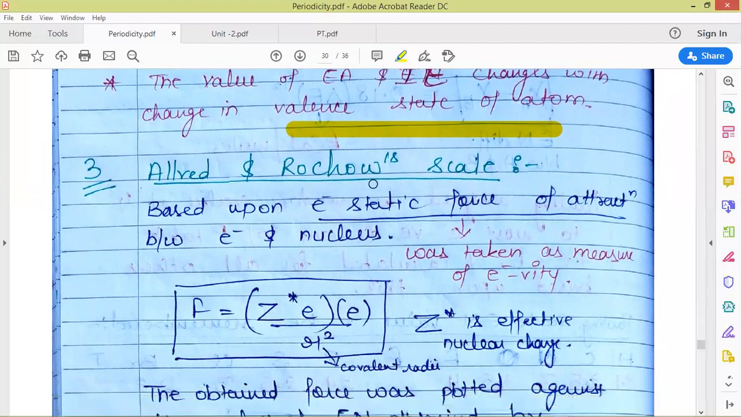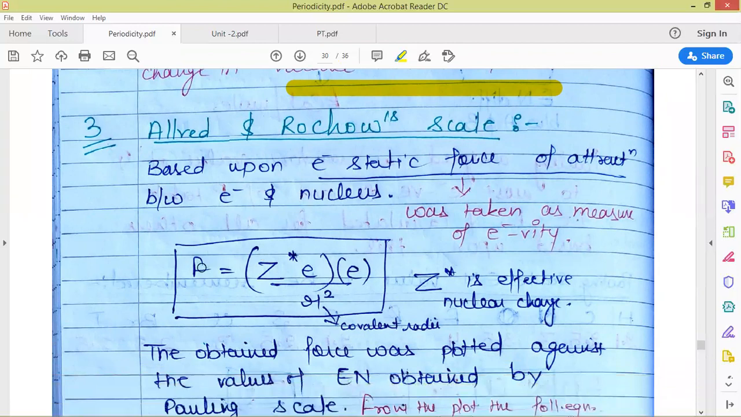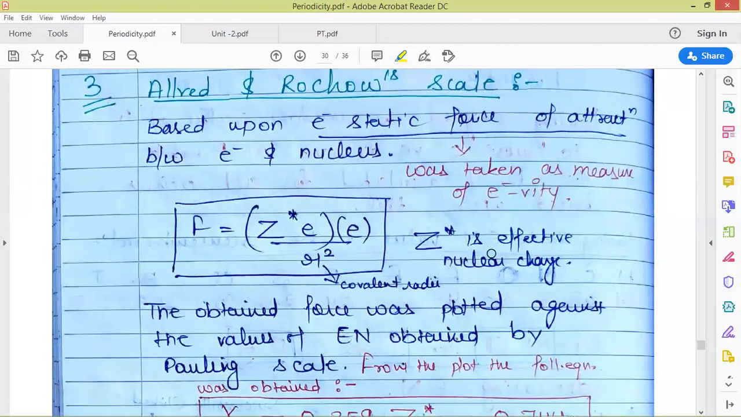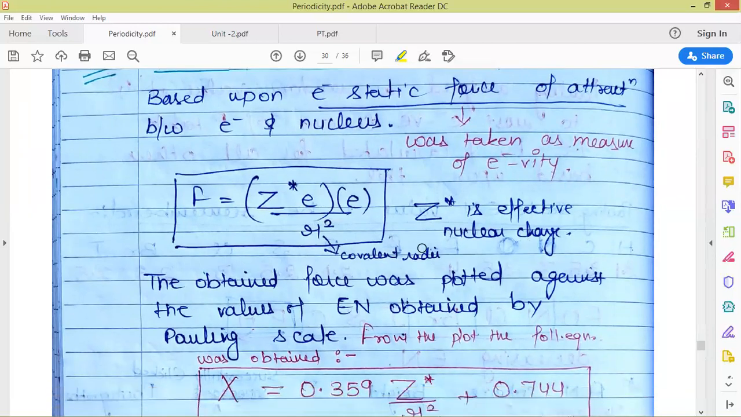So next we have the Allred and Rochow scale. Allred and Rochow based the electronegativity measurement upon the electrostatic force of attraction between the electron and the nucleus. As we all know, the electrostatic interaction between the electron and the nucleus is given by this formula. Here Z star is the effective nuclear charge and r is the covalent radius.